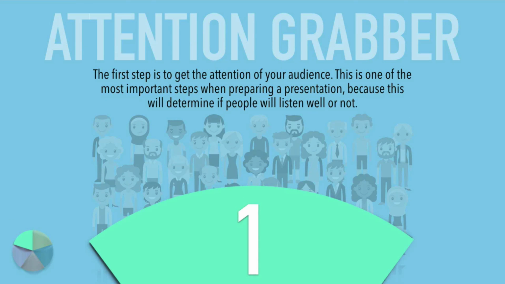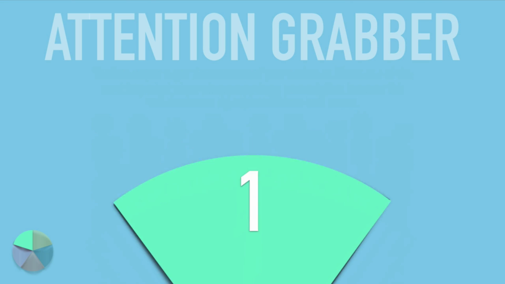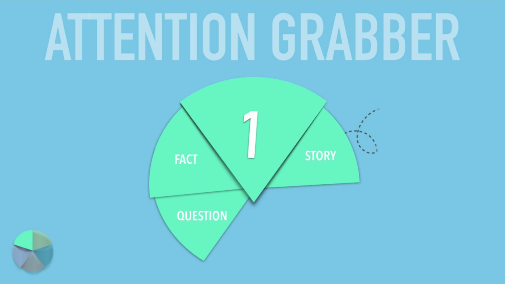Step 1. The attention grabber. The first step to making an amazing English presentation is to get the attention of your audience. This is one of the most important steps when preparing a presentation because this will determine if people will listen well or not. So, there are 3 ways to give an attention grabber.